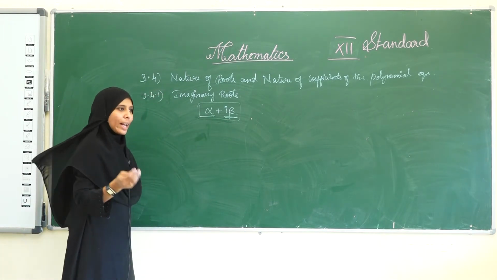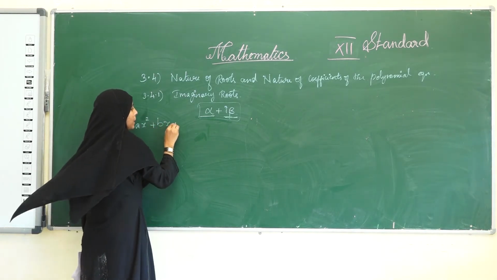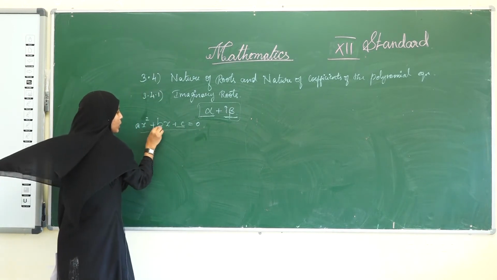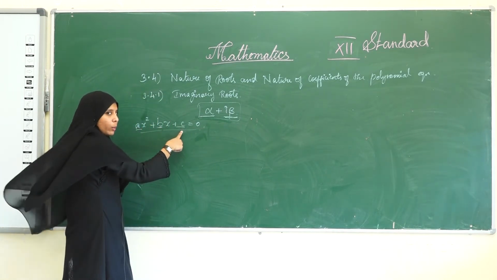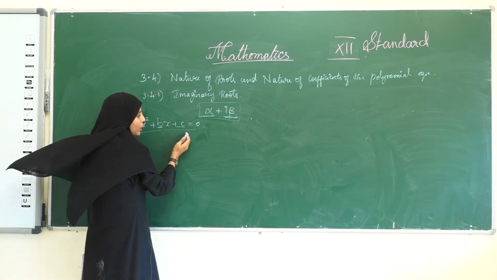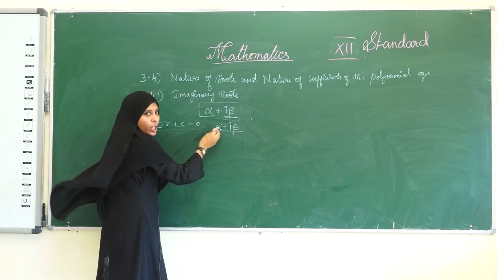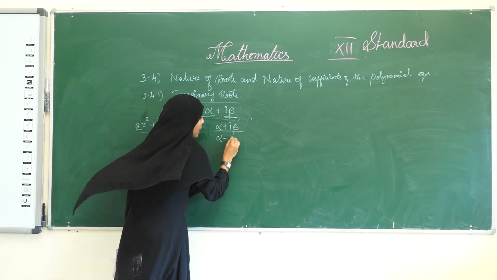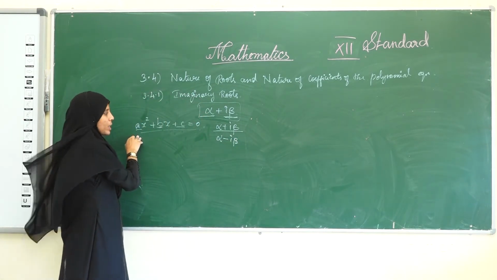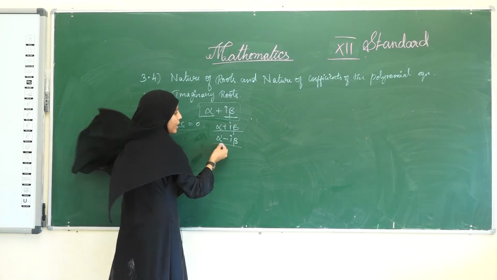For example, take a quadratic equation like this, ax square plus bx plus c equal to 0, with real coefficients. See, a, b and c are considered to be real numbers. For a quadratic equation, if alpha plus i beta is a root, then definitely alpha minus i beta will also be a root of this quadratic equation. This is called the conjugate.